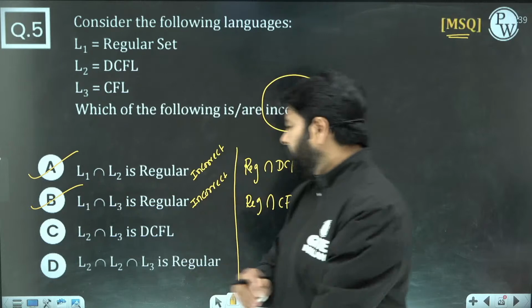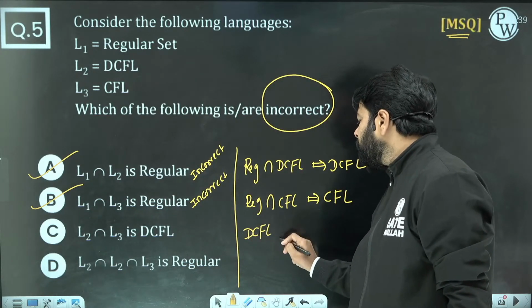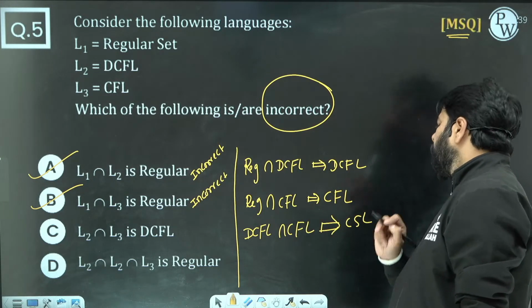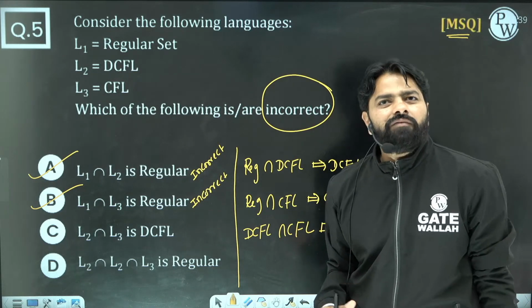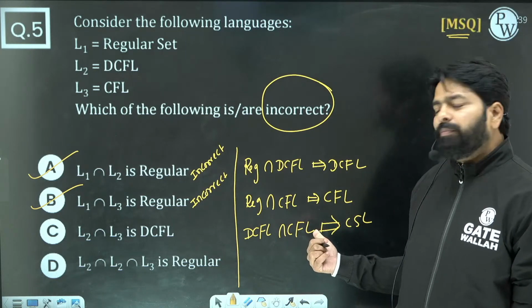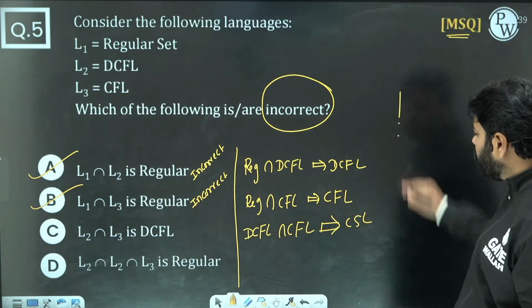And next one, DCFL intersection CFL, actually we get context sensitive language. We don't get a DCFL always, we don't get a CFL always. We may get DCFL, we may get CFL, but we always get a CSL. If you want to know an example, you know that already.